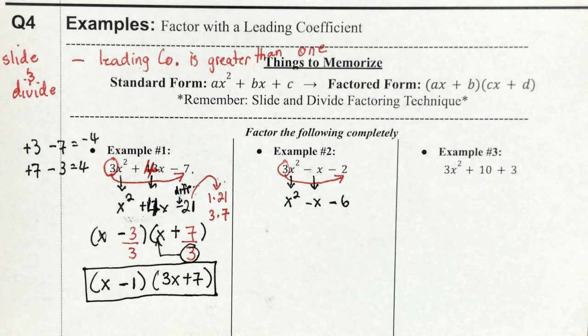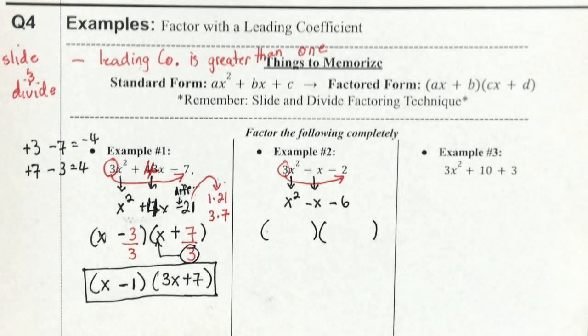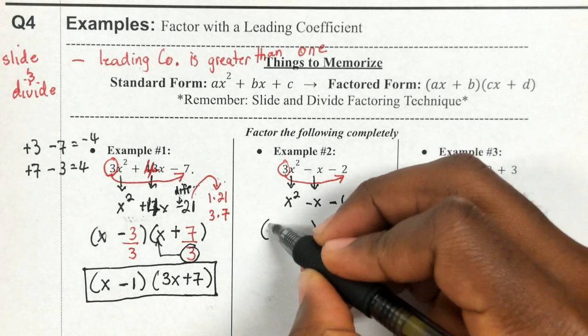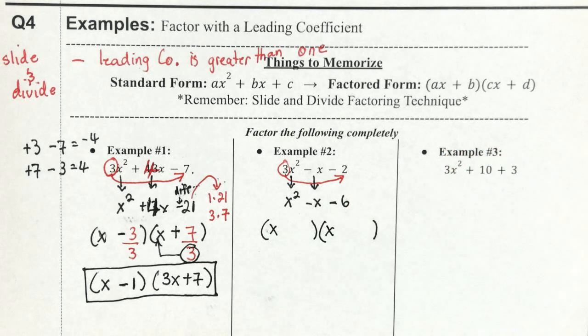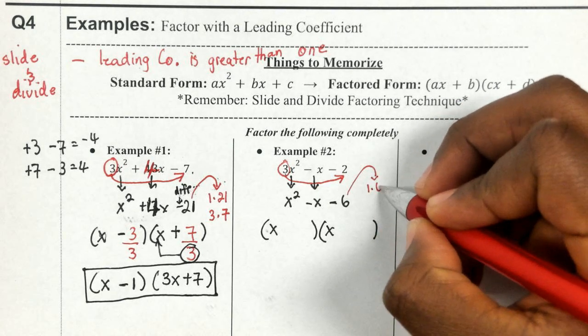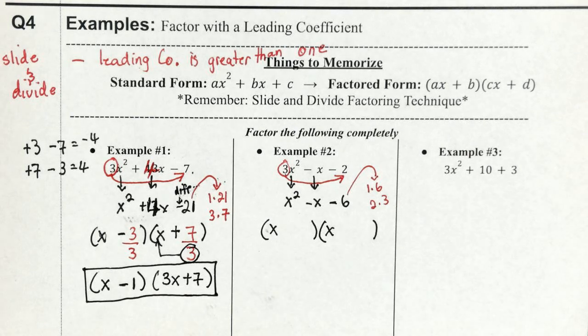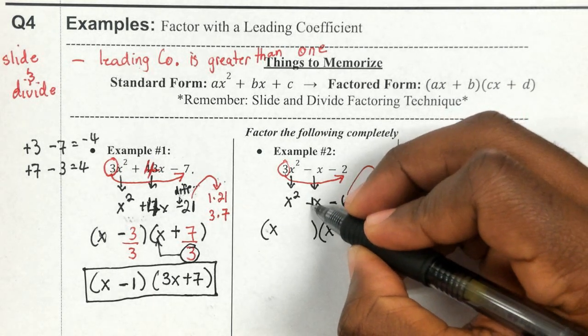Now I'm going to write factored form, which is 2 pairs of parentheses, okay? And then to get an x squared, I need an x and an x. Now I'm going to write all the numbers that multiply to give me 6, which is 1 and 6, 2 and 3. Which pair will give you, technically, in front of here is a negative 1.